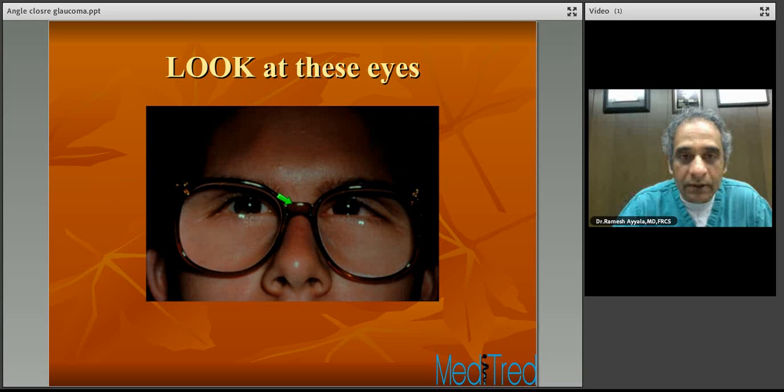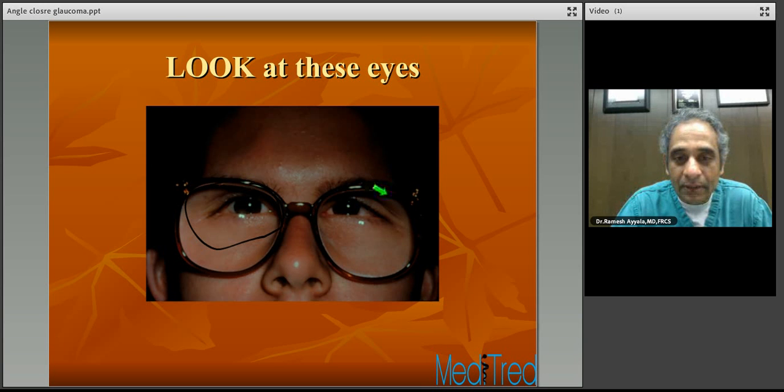I want you to look at these eyes carefully and remember this. Anytime you see a hyperope with deep sunken eyes, think of angle closure glaucoma. These are the eyes that are at the highest risk of developing angle closure glaucoma. Don't be in a rush. This could be a nanophthalmic eye, which we will deal with a little later in the next two topics.